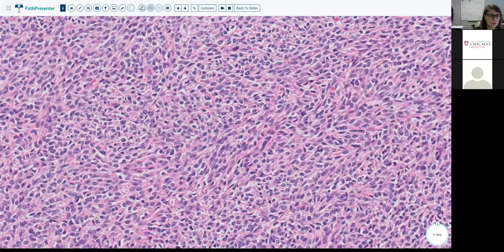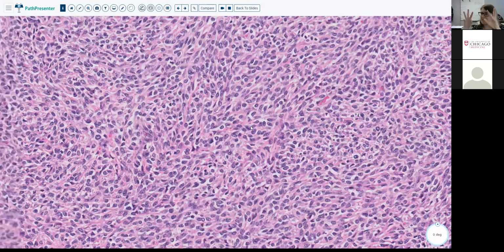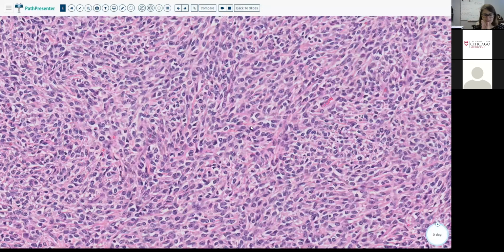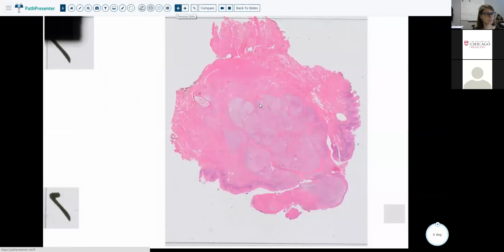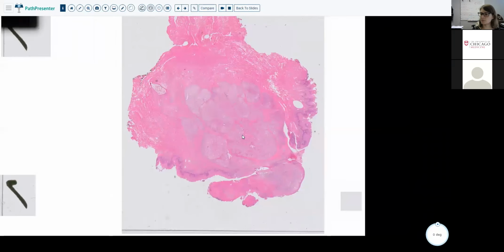So I would take a look at this, burn this into your brain, remember this lacy collagen in the background, and the lining up of cells, that's SEF, all right? And usually, trunks, extremities, but bone, bone, bone. And so this is a pitfall in bone for osteosarcoma. All right, questions?